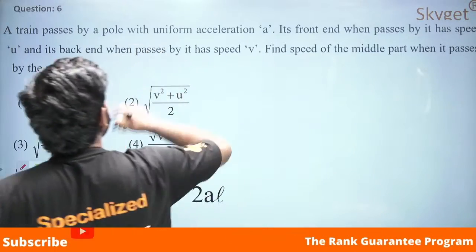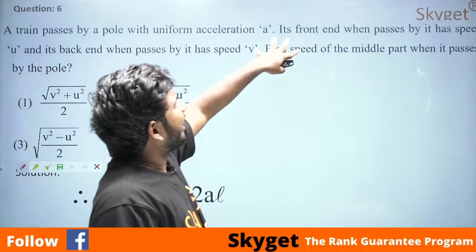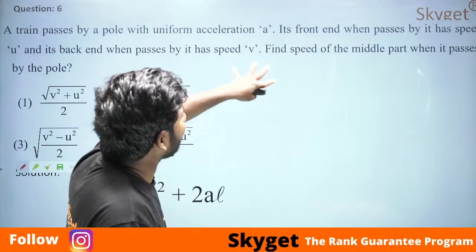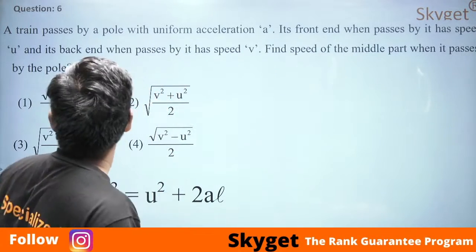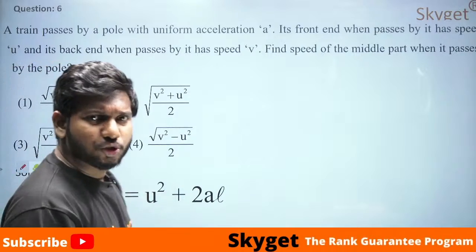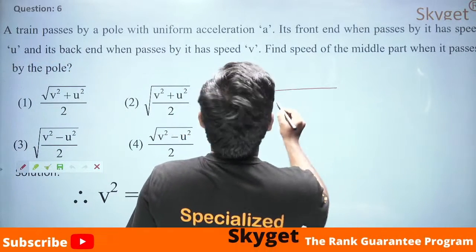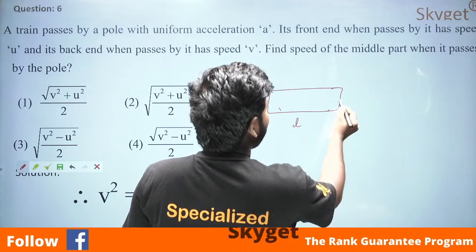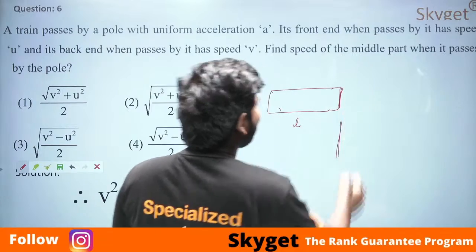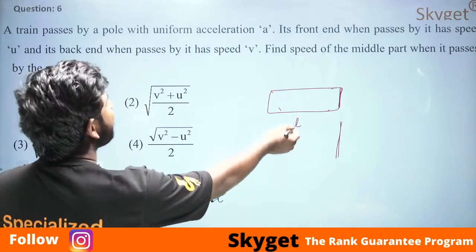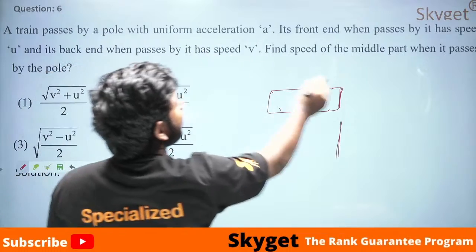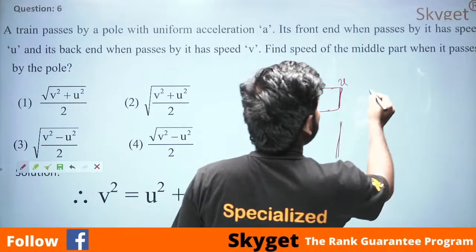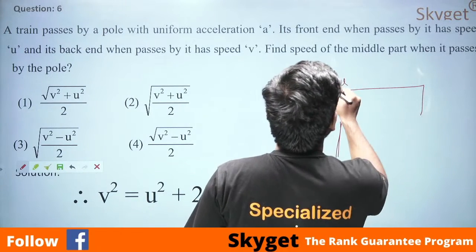A train passes by a pole with uniform acceleration a. Its front end when it passes by the pole has speed u, and its back end when it passes by has speed v. Find the speed of the middle part when it passes by the pole. It is a constant acceleration, students. If I take a train of length L, there is a point here, the pole. When the train's front end approaches this pole, the velocity of the train will be u. When the train's end point reaches this position, I consider the ends A and B.